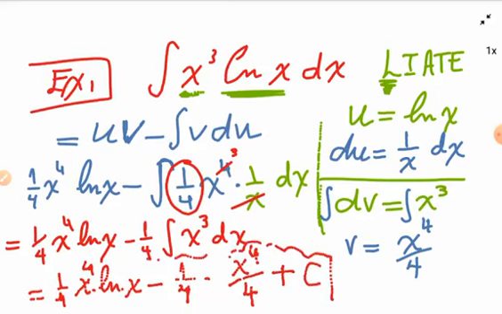And here we integrated by using what? Parts. 1 over 4 x to the power of 4 ln x minus 1 over 4 times x to the power of 4 over 4 plus c, and here we can multiply, 1 over 4 times 4 is 16. Or you can leave your answer in this form, no problem.